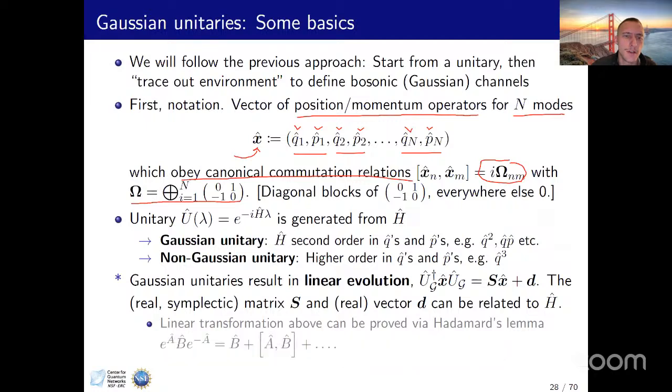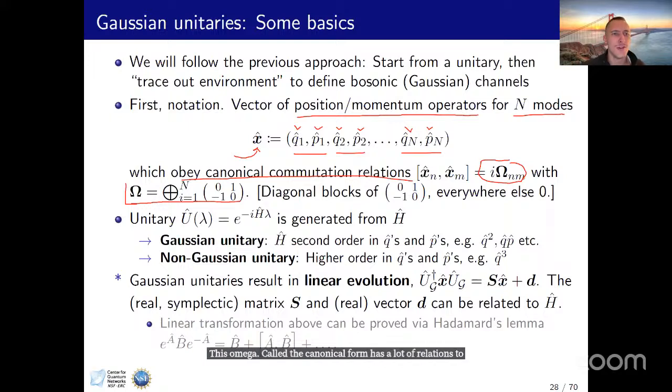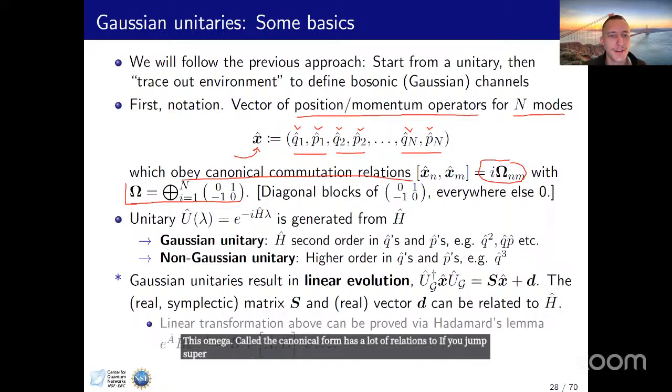This omega, called the canonical form, has a lot of relations, if you jump deep into theory, to classical phase space and classical mechanics, where people introduced canonical forms and canonical transformations and all this other stuff. In any case, you don't have to think about this too much. You just say, okay, this is some abstract way to write the canonical commutation relations.